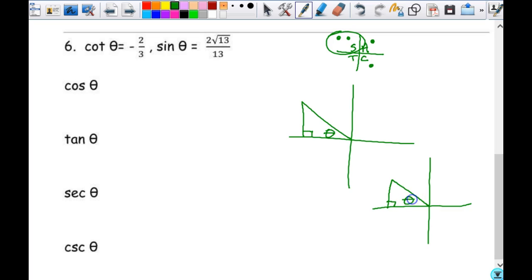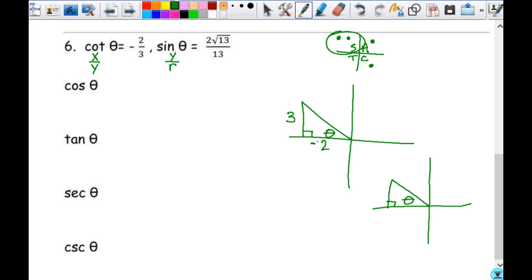Remember that these are ratios that get reduced. We always reduce them as far as we can. So cotangent, is that x over y or y over x? X over y, okay? And sine is going to be y over r. Let's start by putting cotangent on our triangle. It's the x value over the y value, right? So this is the 2 and the 3. Which one is negative? The 2, right? Because it's the x value. All right, so that's negative.